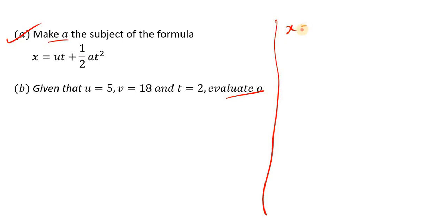So we have x equals ut plus half a t squared. Okay, so we recognize that the a that we're trying to find is part of this term here. So we're going to get rid of every other term to find a, which is part of it. Now this term ut is added to this quantity here, so we get rid of it by subtracting.